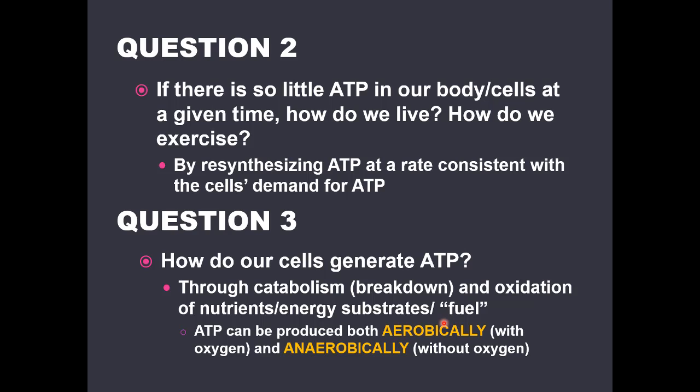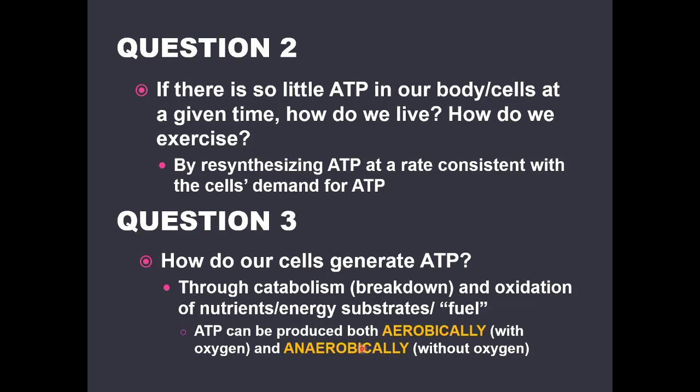Now, as we said, the breakdown or catabolism and oxidation or burning of fuel to release energy to form ATP is referred to as bioenergetics, and thus ATP is produced through bioenergetic systems or pathways that are either aerobic or anaerobic, with oxygen or without, respectively. So ATP can be produced aerobically with oxygen and anaerobically without oxygen.